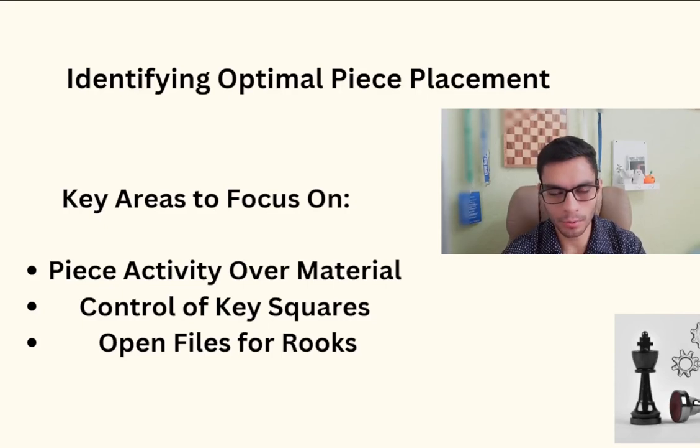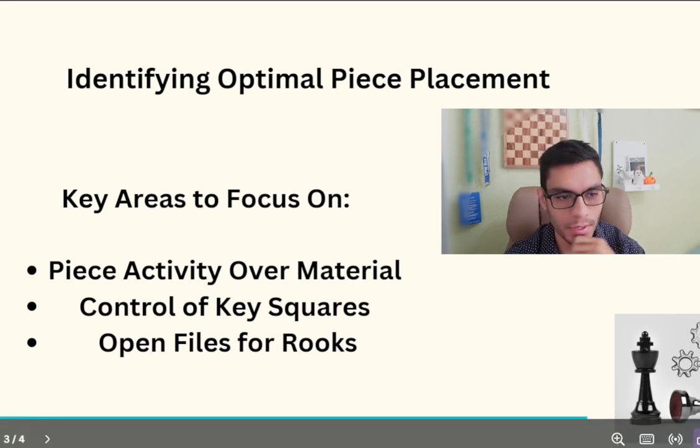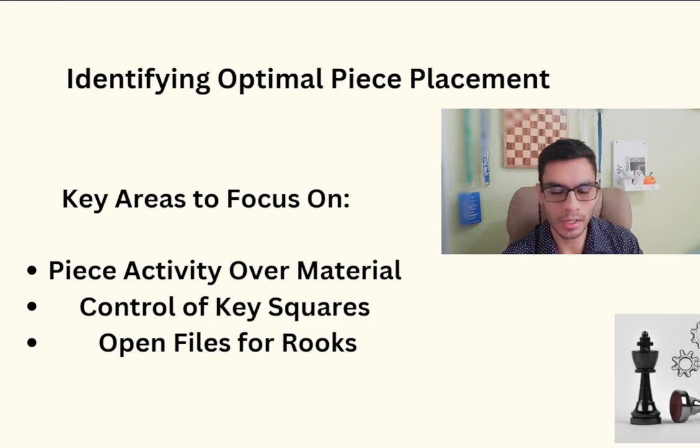All right, now how do we identify the optimal place for our pieces? There are three areas to focus on. The first one is piece activity over material. Active pieces can outweigh material deficits. The second is the control of key squares. Moves that influence the center and critical squares can have a significant impact over the long term. And then rooks belong on open files. So this can boost the power of your position and the activity of your pieces.